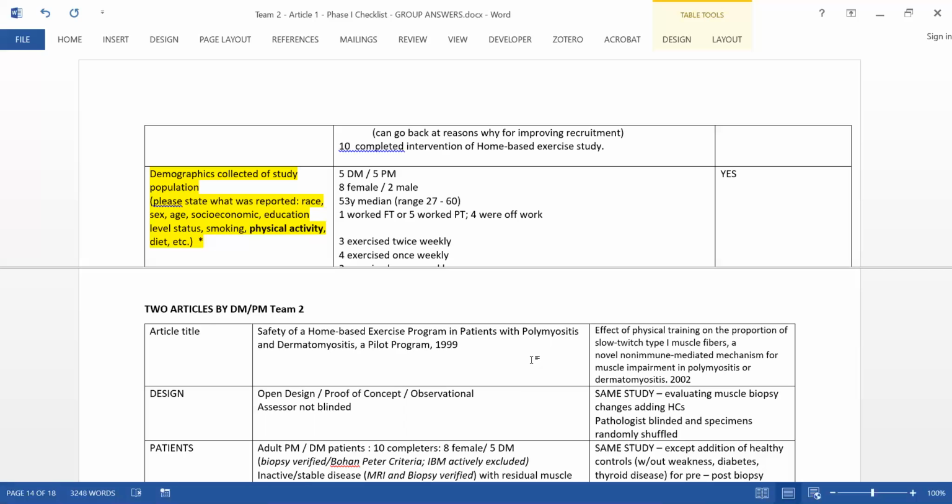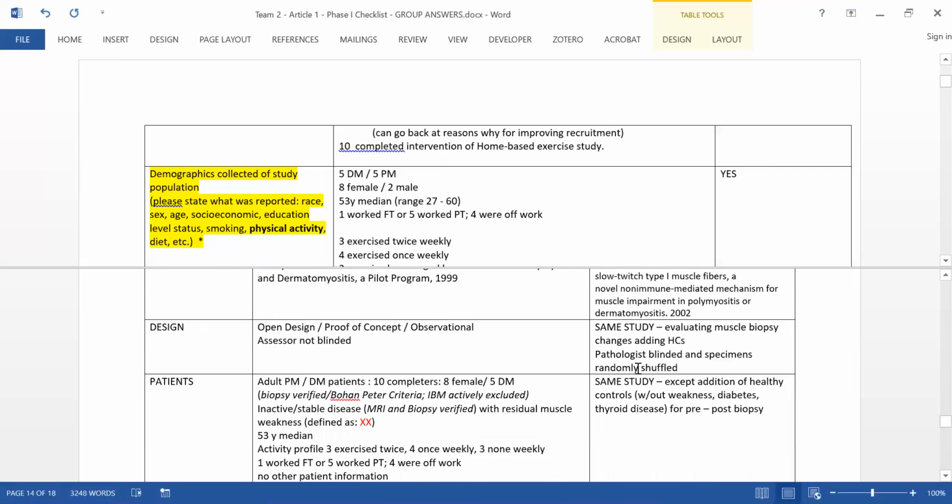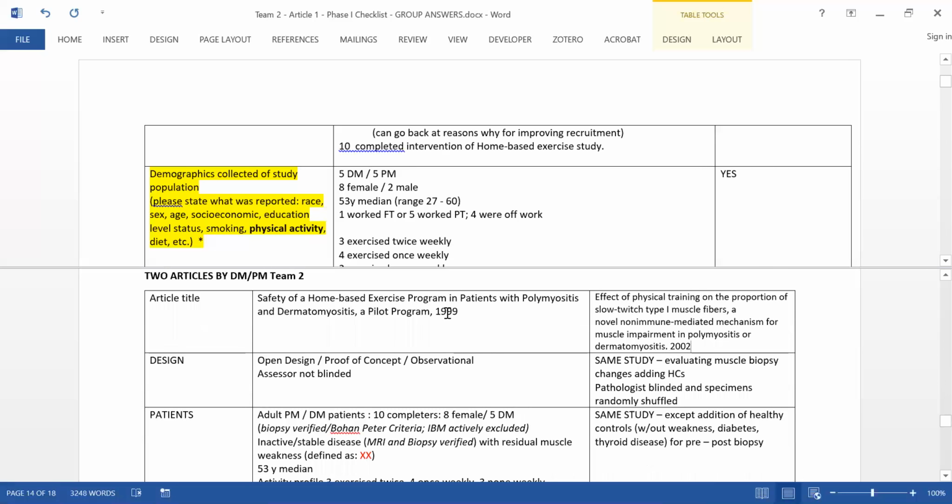So I would start off by saying the title of our article is Safety of a Home-Based Exercise Program in Patients with Polymyositis and Dermatomyositis, 1999. There was also a 2002 study which built on this study. It was the same patients, and basically what they did is they looked at muscle biopsies. So I'll talk about both of these in tandem. The main study was an open design proof of concept observational, whereby the assessor, the physical therapy assessor, was not blinded.